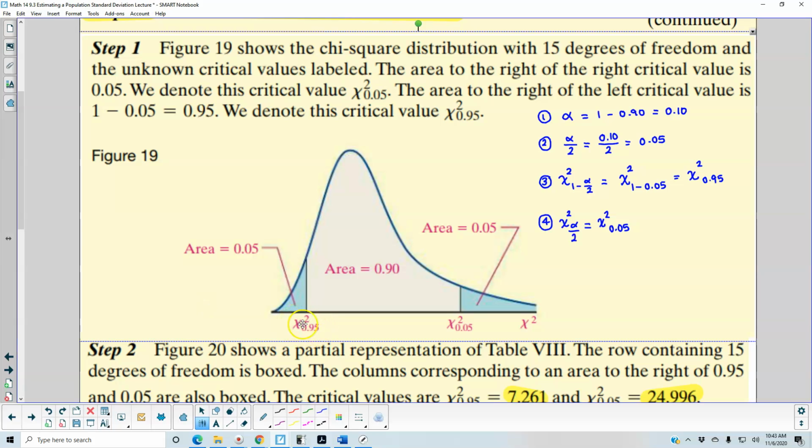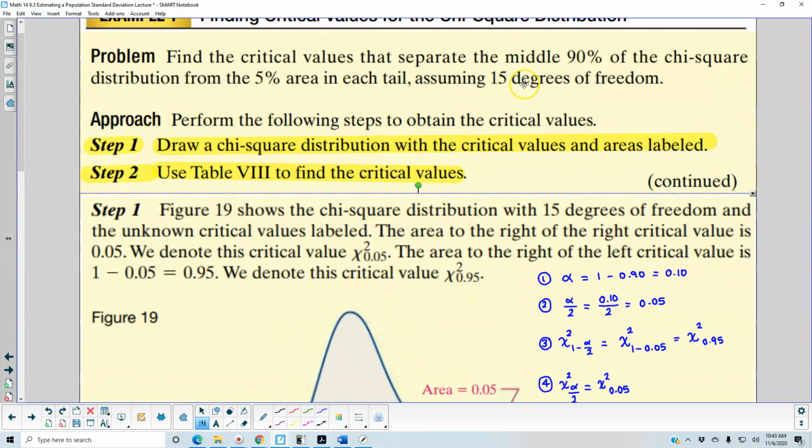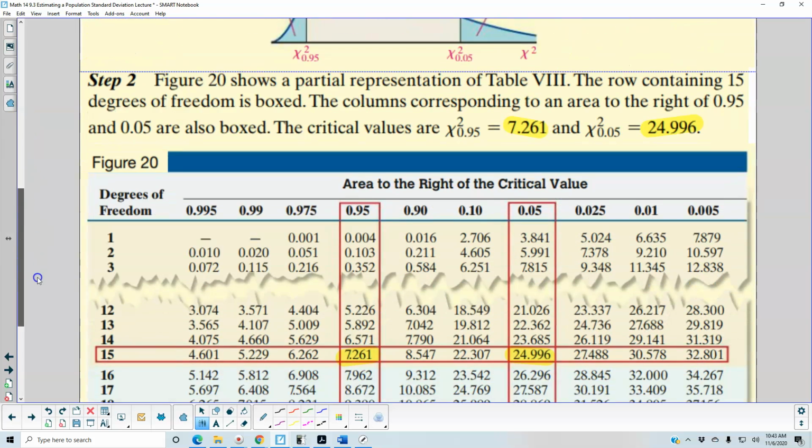In order to find this critical value, we have to use an area of 0.95. In order to find this critical value, we need to use the area of 0.05. And then we also have to use the degrees of freedom that was given to us in the question, so we're going to use 15 degrees of freedom. Now figure 2 shows a partial representation of the table of critical values of the chi-square distribution. The row containing 15 degrees of freedom is boxed, and the columns corresponding to an area to the right of 0.95 and 0.05 are boxed.